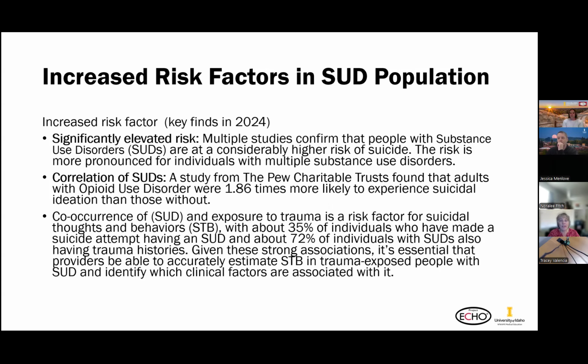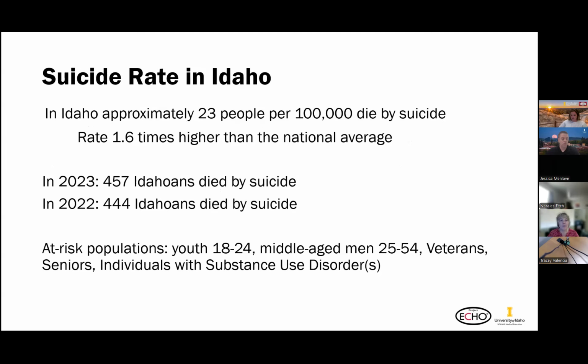We also see a correlation, and I gave you lots of studies to look at, but the Pew Trust study shows that people with opioid use disorder were 1.86 times more likely to experience suicidal ideation than those without an opioid use disorder. And people that have co-occurring disorders, again, have an elevated risk. 35% of individuals who made a suicide attempt also had a substance use disorder, and 72% of the individuals with a substance use disorder also had trauma associated with their life. So we all know our cases are complicated and we need to feel comfortable screening for suicide.